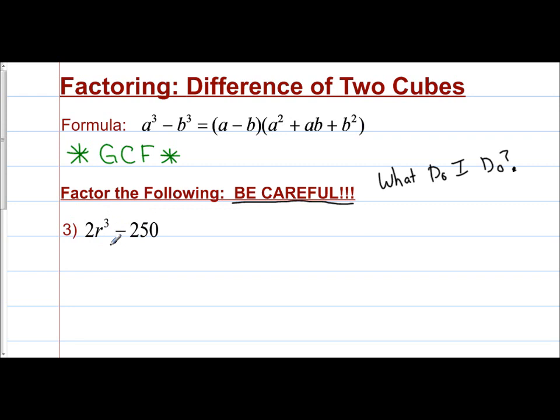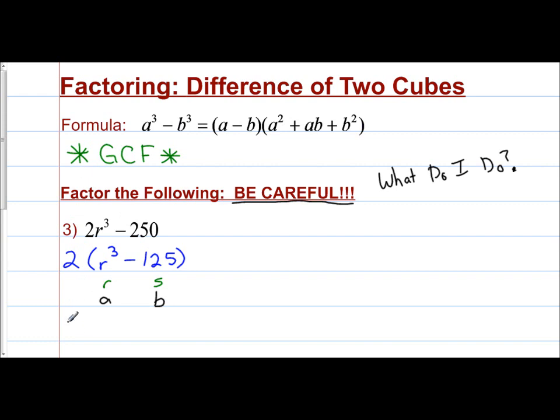You can't do the difference of two cubes in the form it's already in. But if I take out my GCF, which I see they're both even, so if I factor out a 2 from both of these, I'm going to get r cubed minus 125. Now if I take a look, r cubed is a perfect cube of r, and 125 is a perfect cube of 5. And so my a is r and my b is 5. I can go directly to my formula. But if I did not take out that GCF, I would not have seen the difference of two cubes hidden inside. So that's the key here.